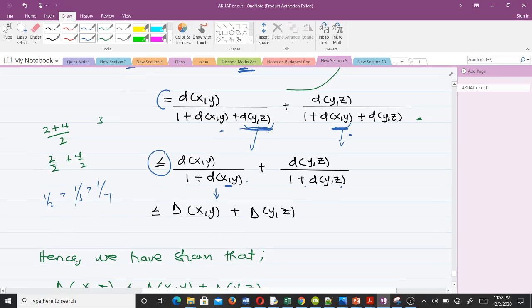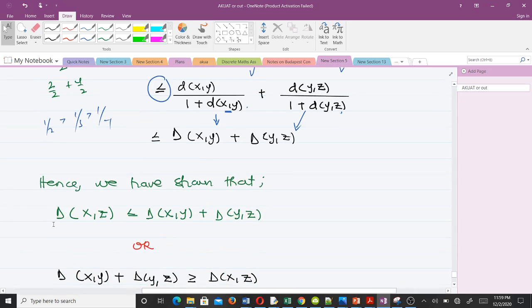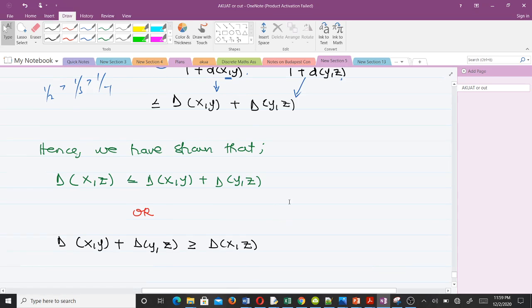Then we can write this as this, and we can also write this as that, from the mapping which was given to us in the question. All right, so we've been able to show that the distance between xz is less than or equal to the distance between xy plus that of yz. That's the triangle inequality. So we've been able to show the third condition, meaning that d is also a metric on x.